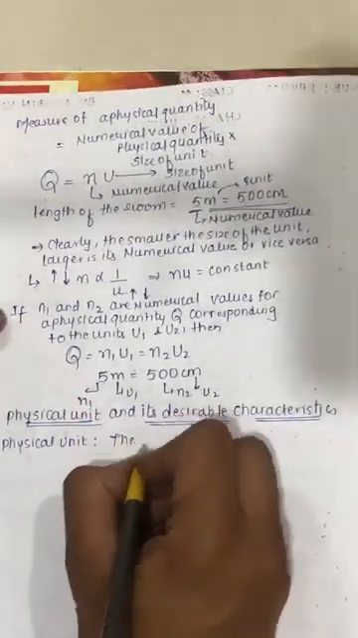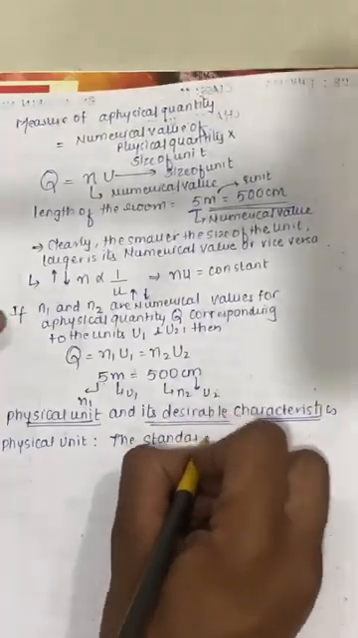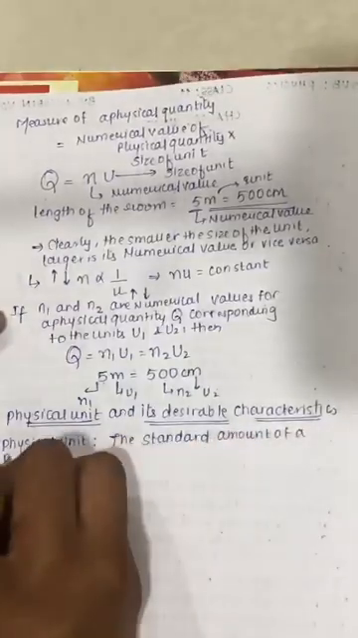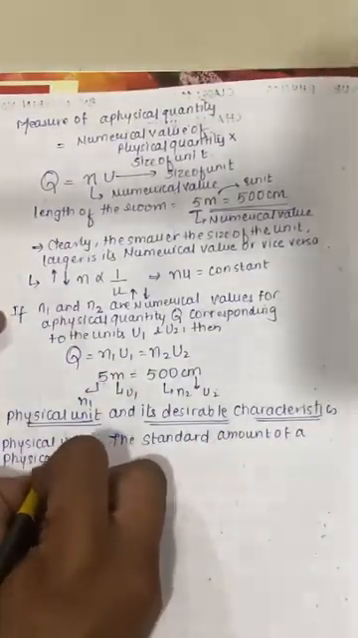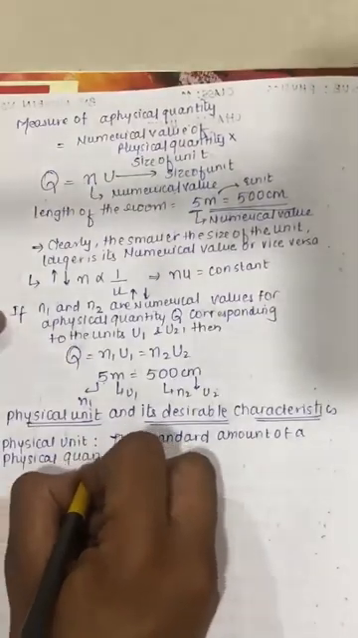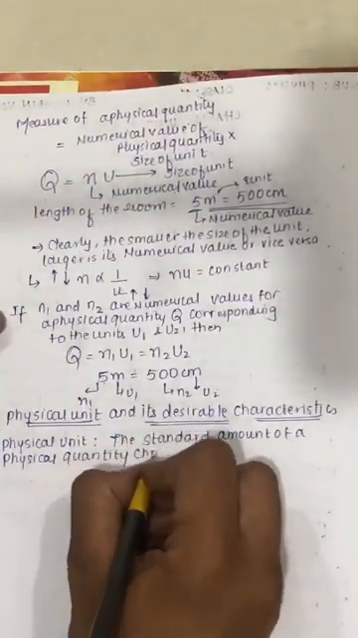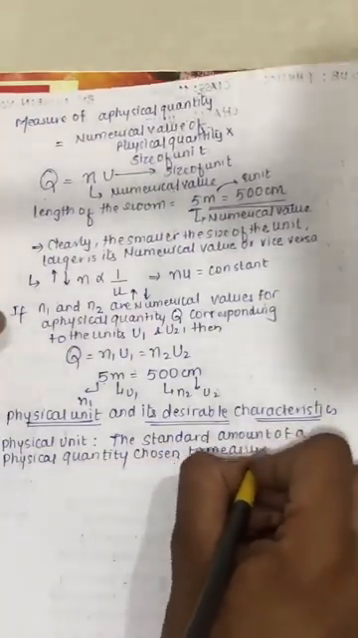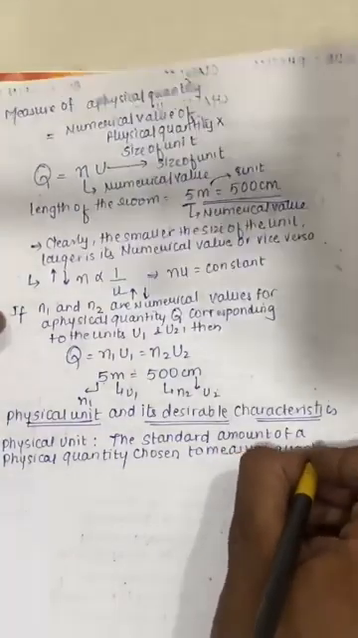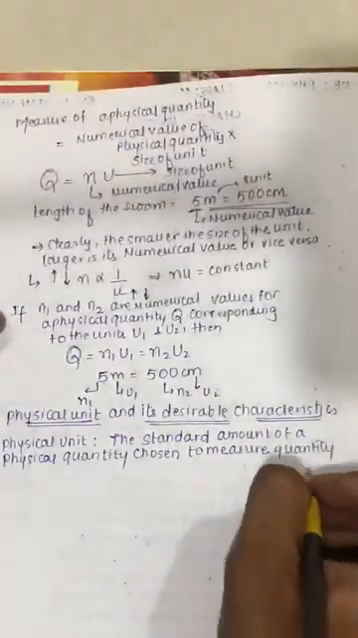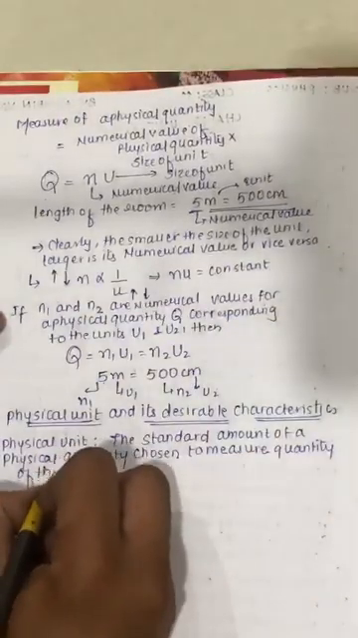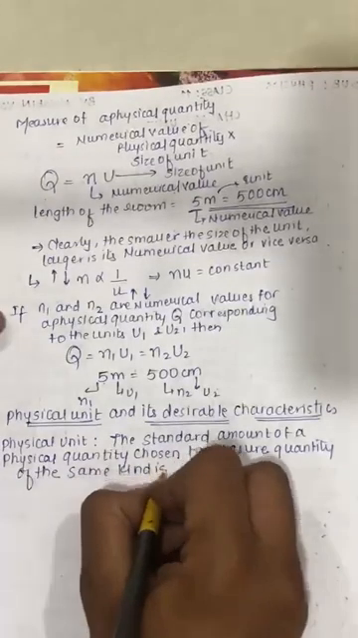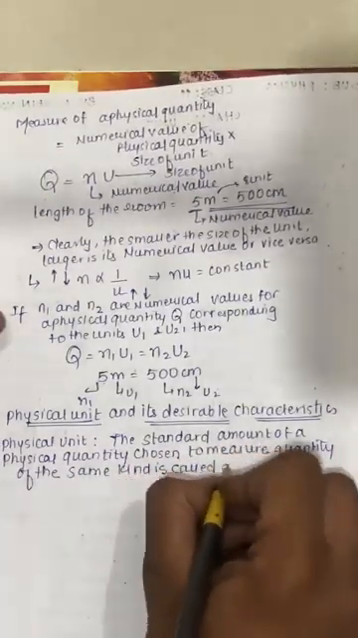The standard amount of a physical quantity, chosen to measure a physical quantity of the same kind, is called a physical unit.